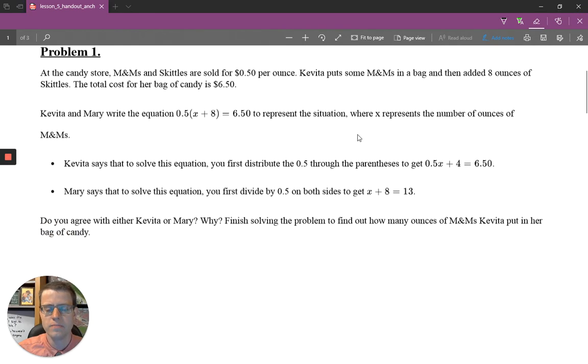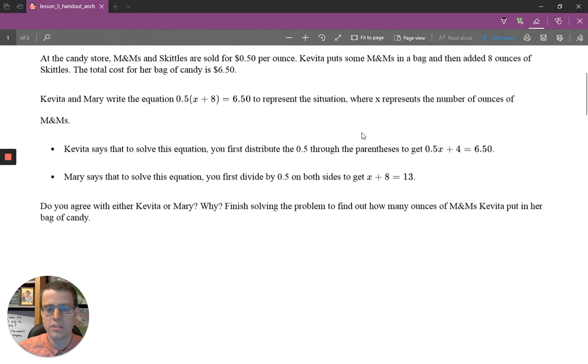In question 1, at the problem store, M&Ms and Skittles are sold for 50 cents per ounce. Kavita puts some M&Ms in a bag and then adds 8 ounces of Skittles. The total cost for her bag of candy is $6.50. Kavita and Mary write the equation 5/10 times (x plus 8) equals 6 and 50 hundredths to represent the situation, where x represents the number of ounces of M&Ms.